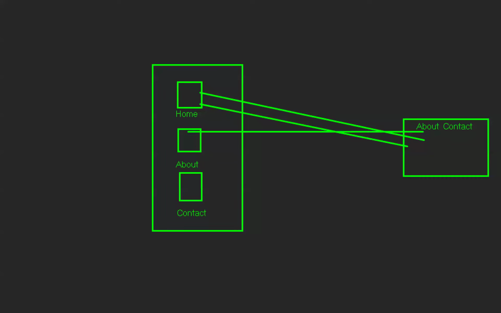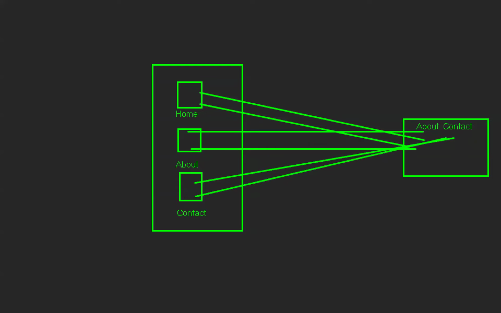One request is going to the server. The response is coming back to the browser. If you click on contact us, one request is going to the server, and the response is coming back to the browser. Like that, every time, one request is going to the server.